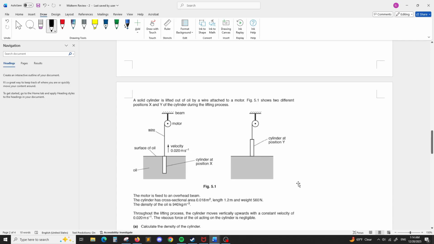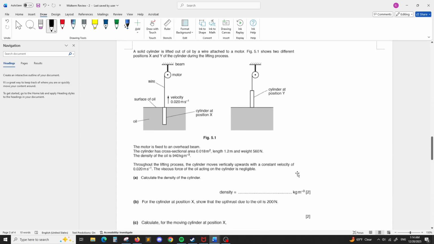Your next question. A solid cylinder is lifted out of oil by a wire attached to a motor. Figure 5.1 shows the two different positions X and Y of the cylinder during the lifting process. As shown, the motor is fixed to an overhead beam. The cylinder has a cross-sectional area, length, and weight as given. The density of the oil is 940. Throughout the lifting process, the cylinder moves vertically upwards with a constant velocity of 0.02. The viscous force of the oil acting on the cylinder is negligible.